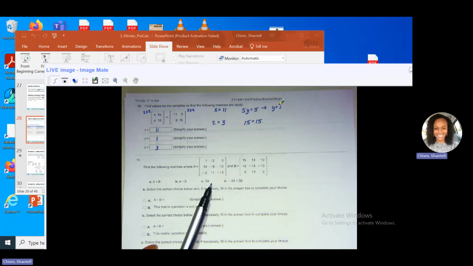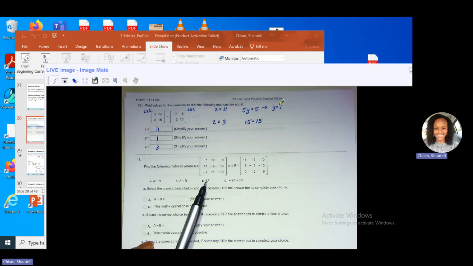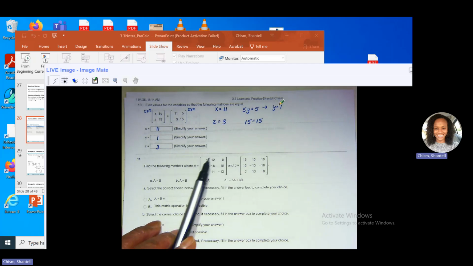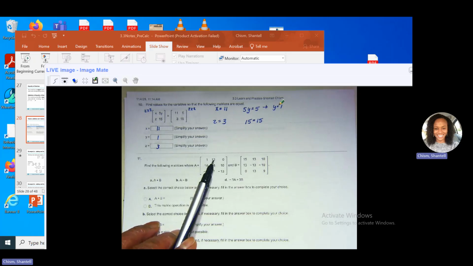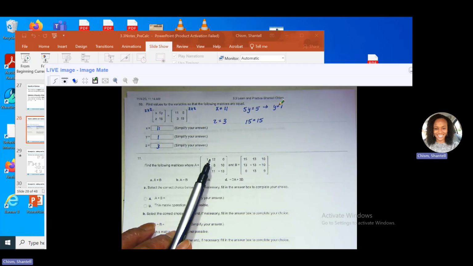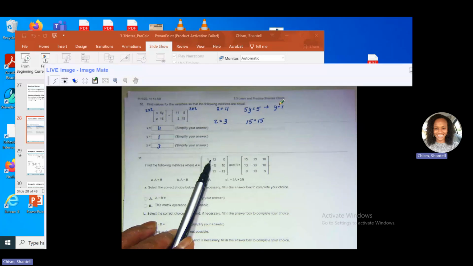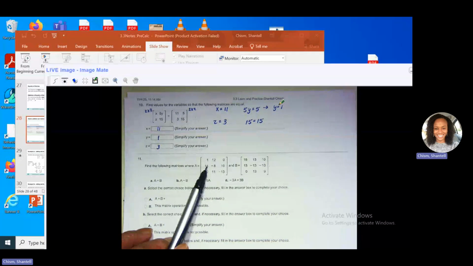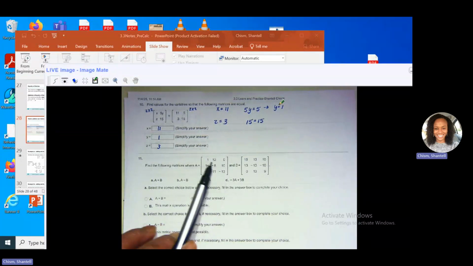When you're multiplying by a constant, this is just multiplying by a constant factor or a constant scalar, you're just going to be multiplying every element of that matrix by 5, by whatever number that is. So 5A means we multiply each of these elements by 5. So 5 times 1, that would be 5. 5 times 12, 60. 5 times 0, 0, 5 times 14, multiplying every element by 5.